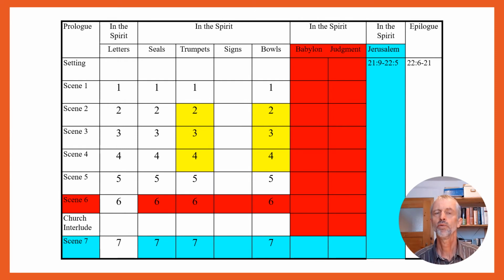Then, more importantly, there's the pattern we see with the numbers 6 and 7, here in red and blue. The number 6 tends to be bad in the book of Revelation, and scene number 6 is particularly bad. It confronts us with the end. It shows us the last judgment or the day of the Lord or something related. And then scene number 7 shows us what comes after the end.